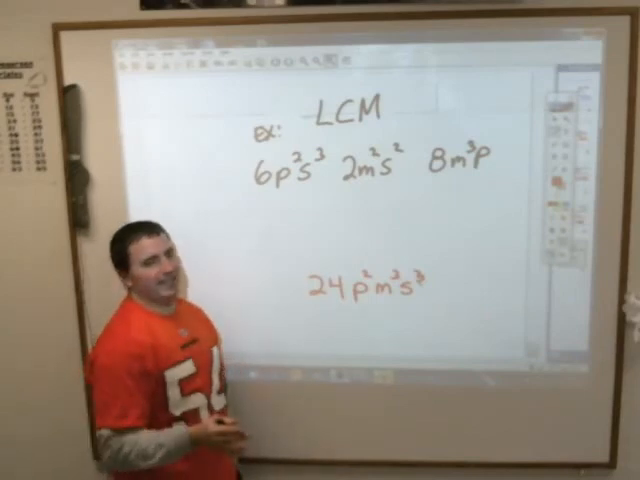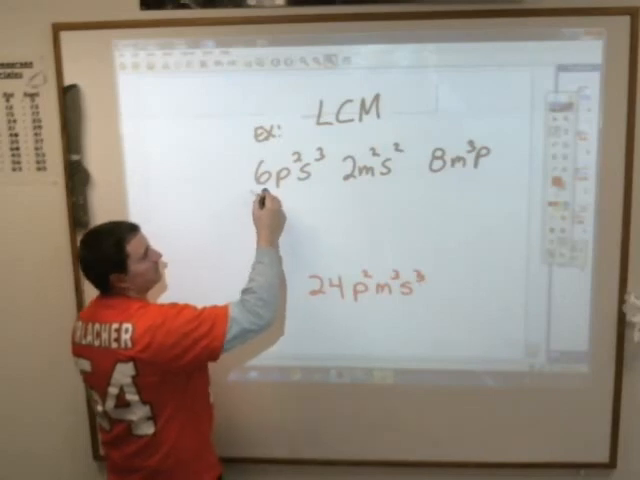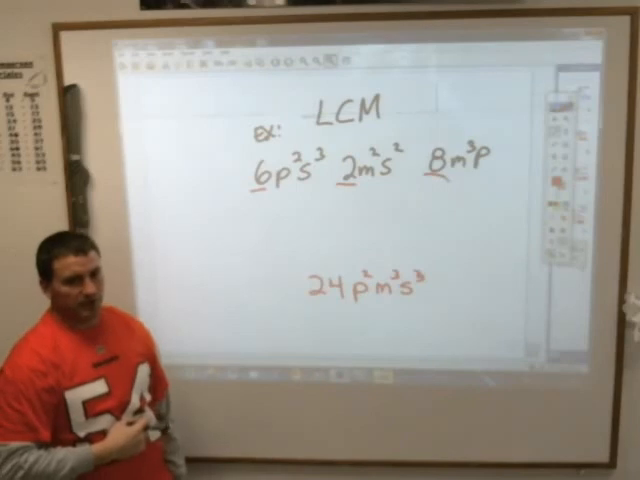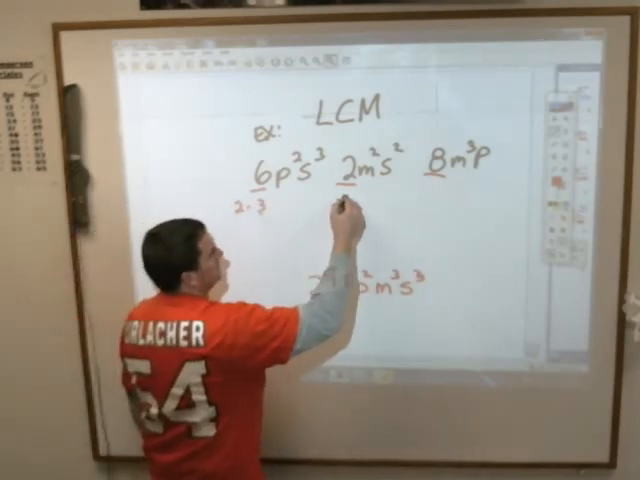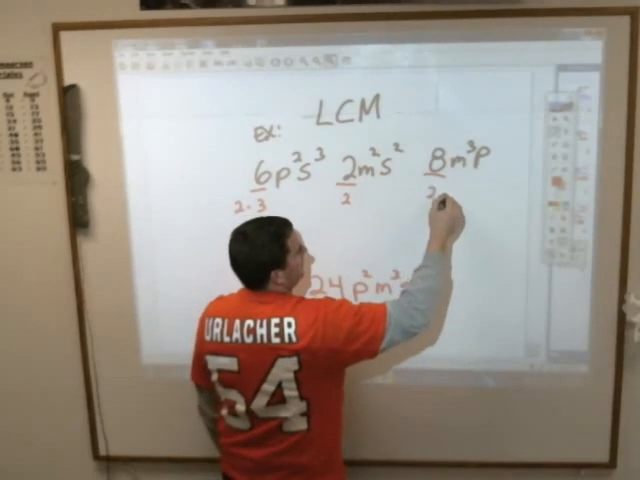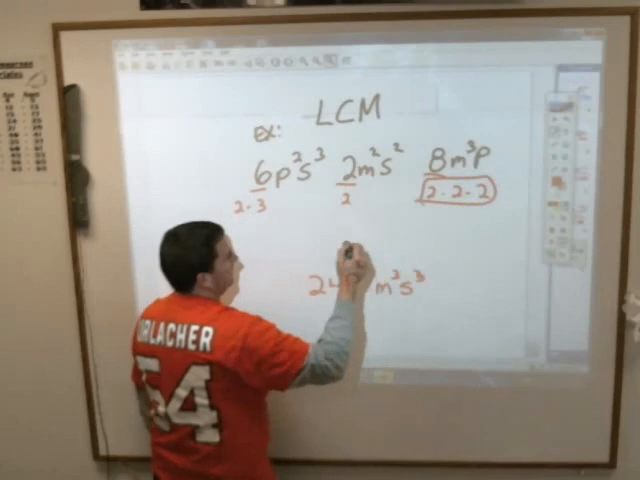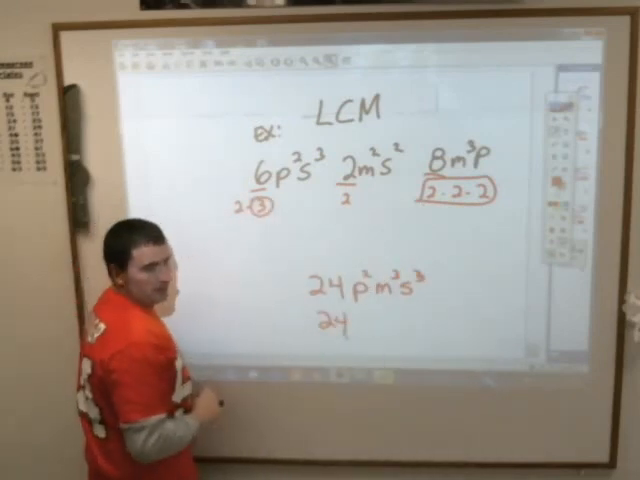Okay, and again, if you don't catch this, you can do it all out, but you should be able to say the smallest thing that 6, 2, and 8 go into is 24. Correct? This is 2 times 3, this is 2, and this is 2 times 2 times 2. This has the most 2's, that's 8. This has the most 3's, that's 3. Multiply that together, you get 24.